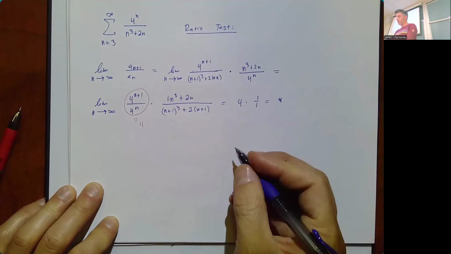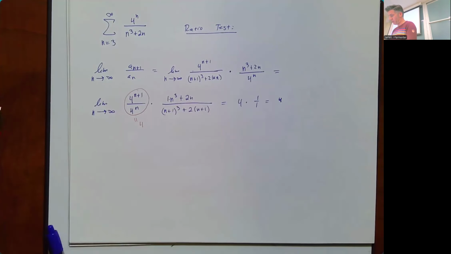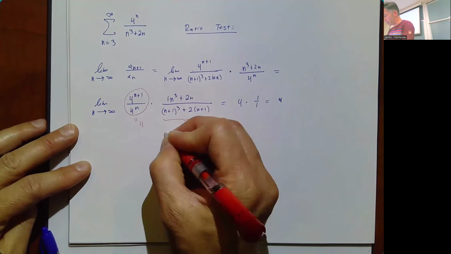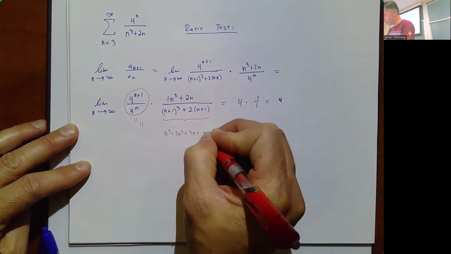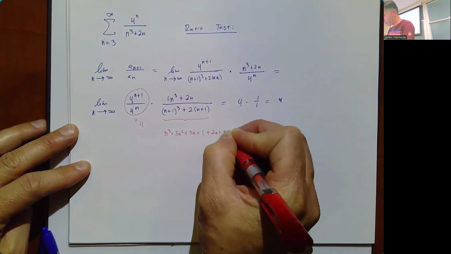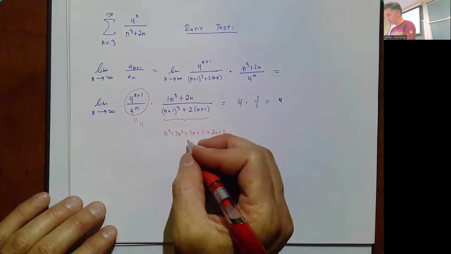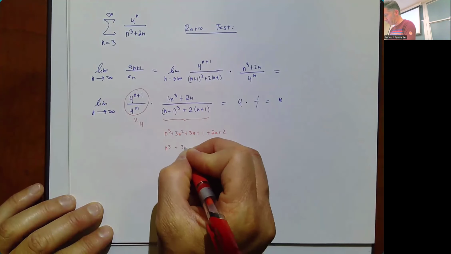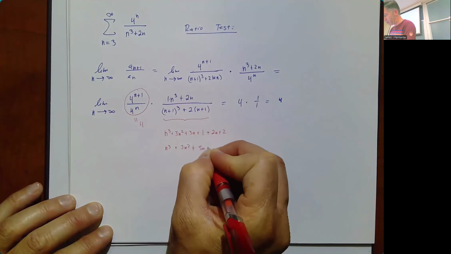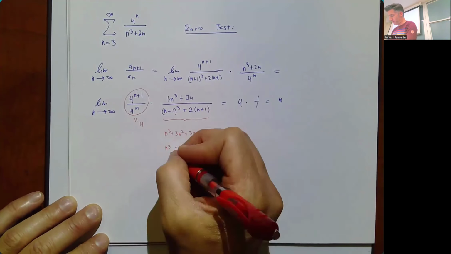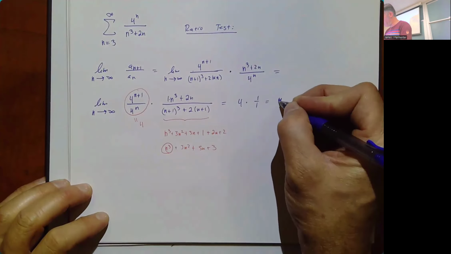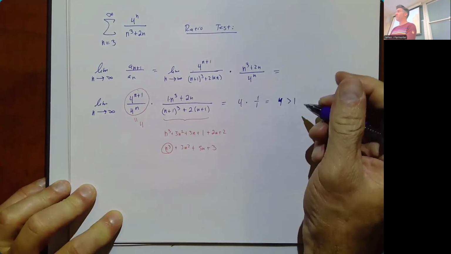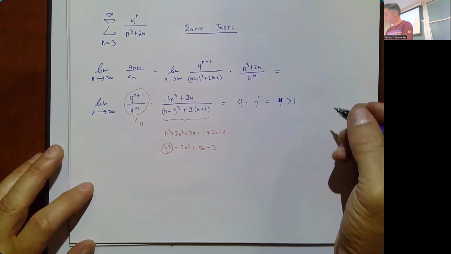If you really wanted to, you could multiply out the bottom here. The bottom would multiply out as n cubed plus 3n squared plus 3n plus 1 plus 2n plus 2. And then you can combine terms and get n cubed plus 3n squared plus 5n plus 3. But notably, your highest power of n is n cubed and its coefficient is 1. So our limit ends up being 4, which is greater than 1, which means this series diverges.